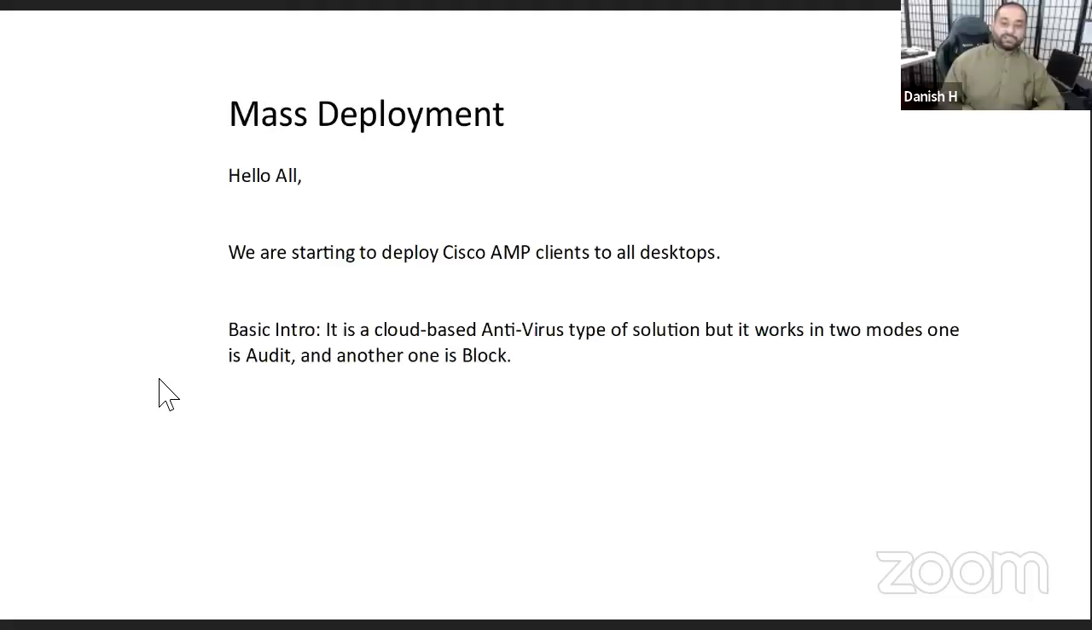Hello all. We are starting to deploy a Cisco AMP client to all desktops. And of course, after that, you have to do something more. Depending on what kind of scenario you are in, it could be you deploying a very critical security patch for Zoom that just came out, right? So many people are using Zoom on their desktops now, at work and everywhere.